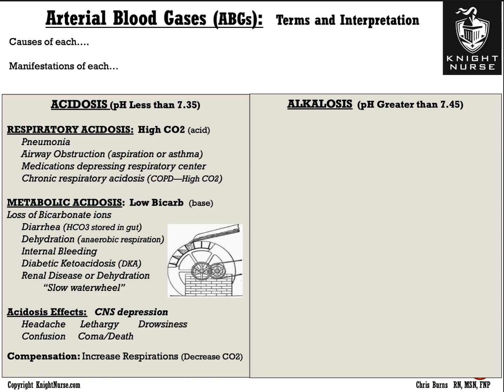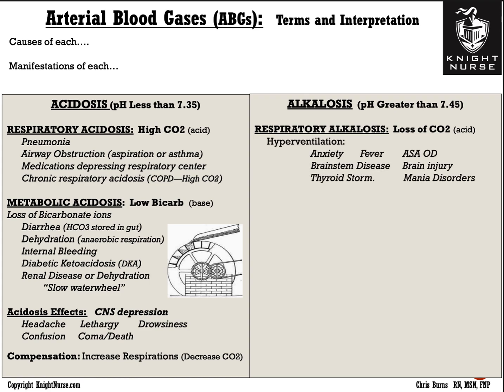Alkalosis, which is a pH greater than 7.45, respiratory alkalosis is going to be when you've blown off too much CO2 acid. Remember, respiratory always has to do with CO2, and CO2 is an acid. So respiratory alkalosis is a loss of too much CO2. How can that happen? Well, someone's anxious, they have a fever, they have an aspirin overdose, some sort of brain injury, some sort of thyroid storm or something like that, manic disorders, and they hyperventilate and they blow off too much CO2.